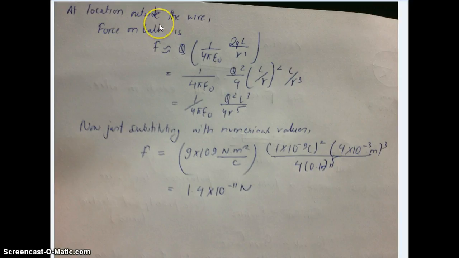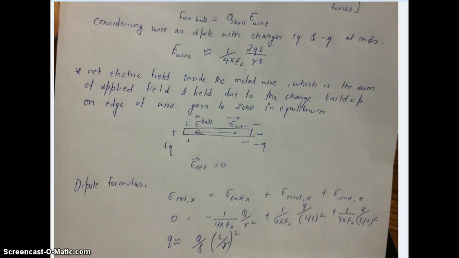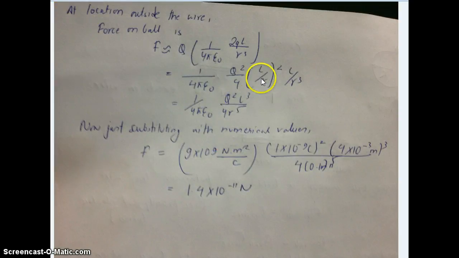So at a location outside the wire, we can model the wire as a dipole. The force on the ball, which is also equal to the magnitude of the force on the wire, we can write as force equals Q times 1 upon 4 pi epsilon naught times 2ql over r cube, and we know the value of q that we got earlier, which is Q by 8 times (l by r) whole square. If we substitute that value here, we will get the force to be 1 by 4 pi epsilon naught times Q square l cube over 4 r to the power 5.